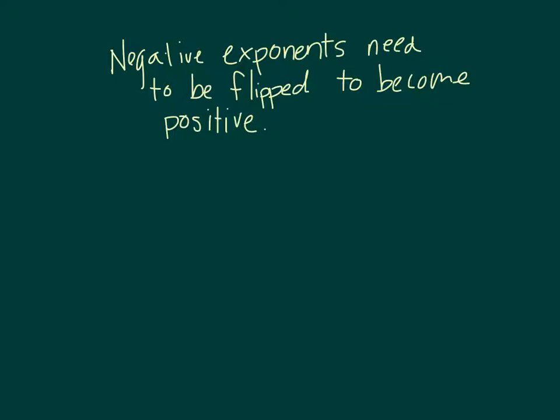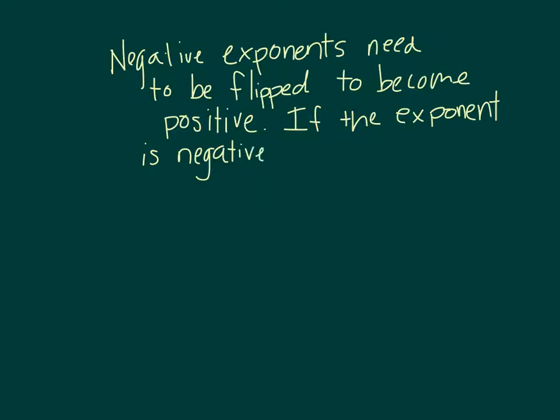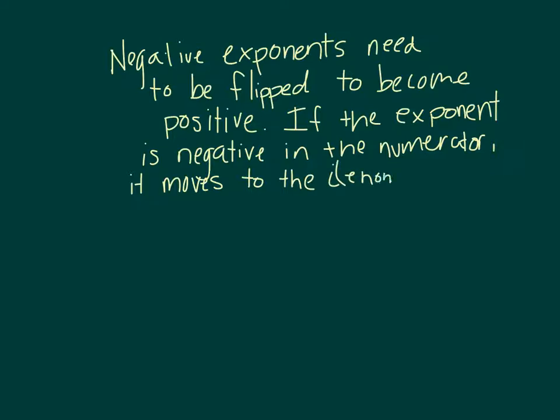If they are negative in the numerator, so if the exponent is negative in the numerator, it moves to the denominator. If it is negative in the denominator, it moves to the numerator.